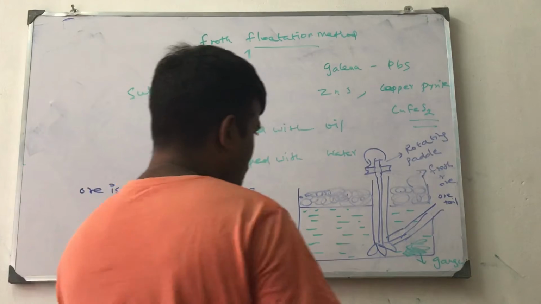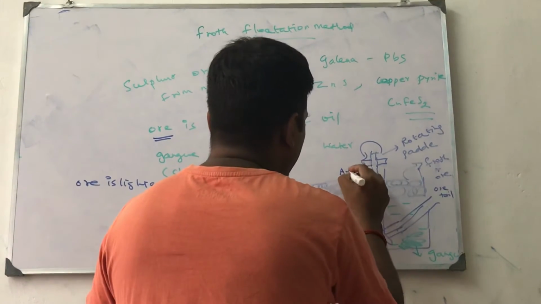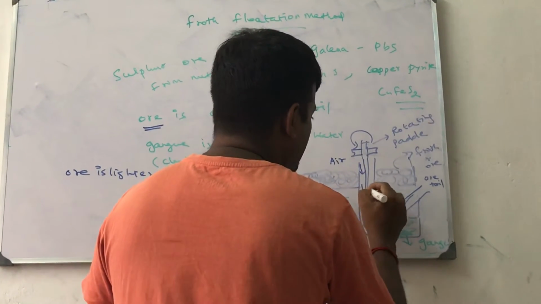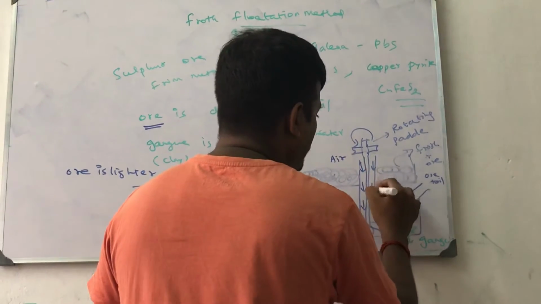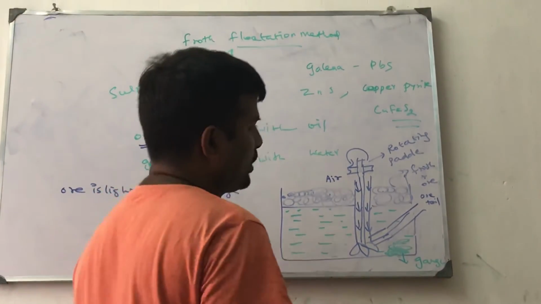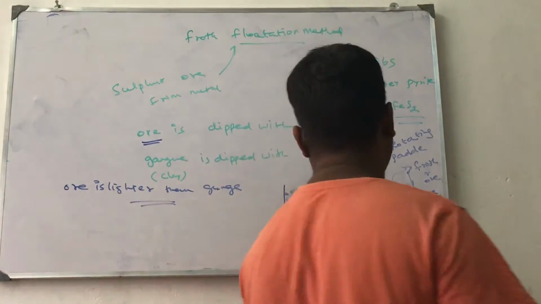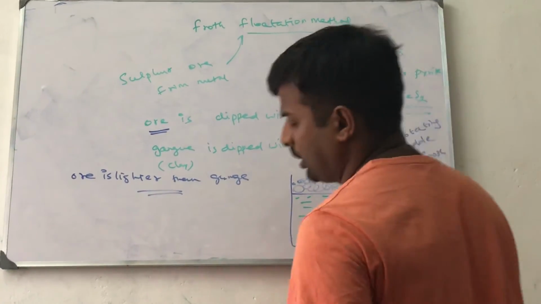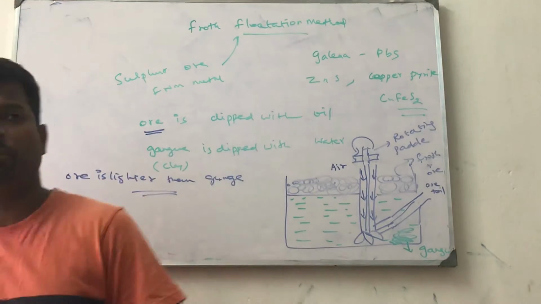This is the diagram. Air is passed here. Air should be passed in this direction. So this is the structure of froth flotation. Ore plus oil is passed to here. This is the structure of froth flotation. Now I am using a collector.